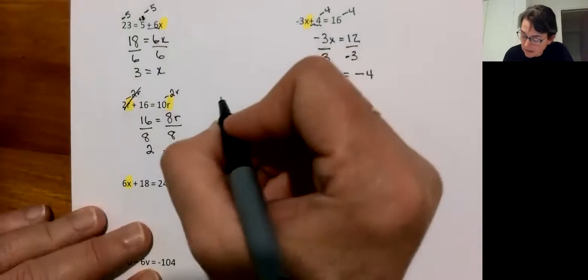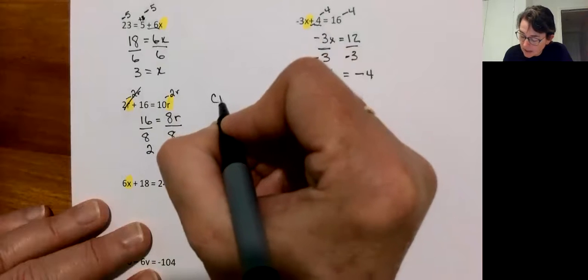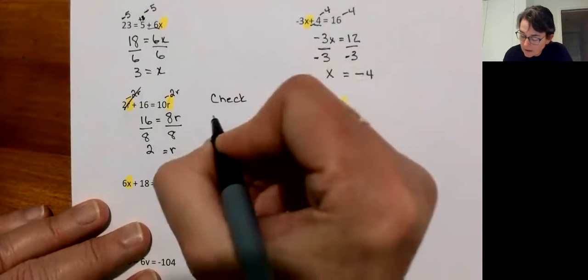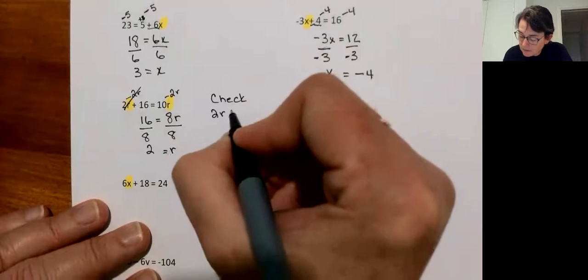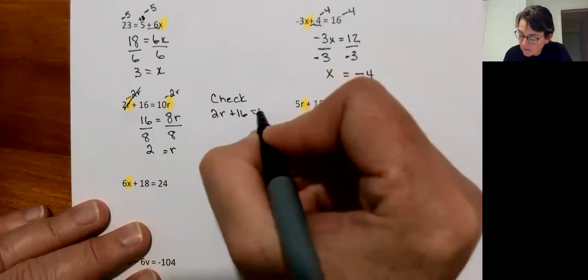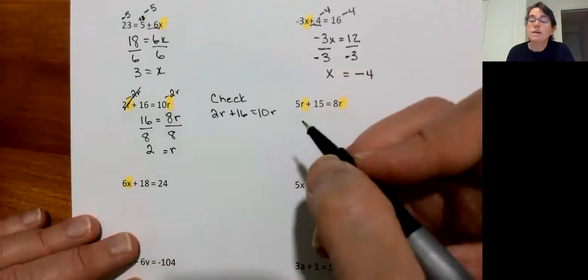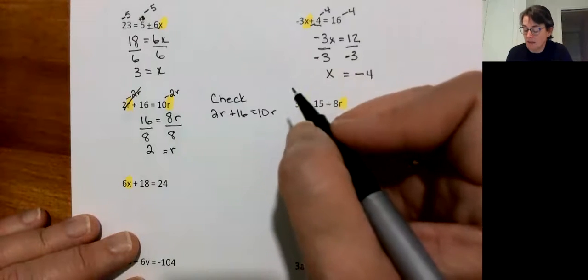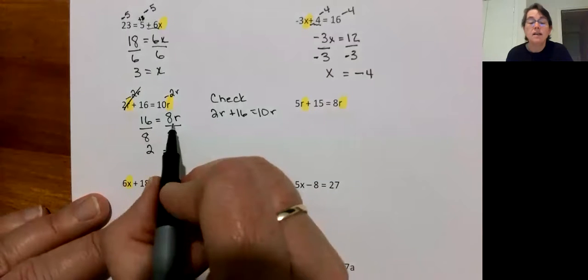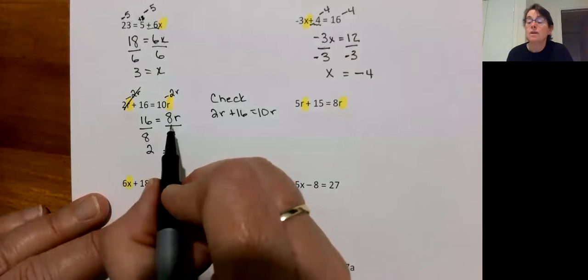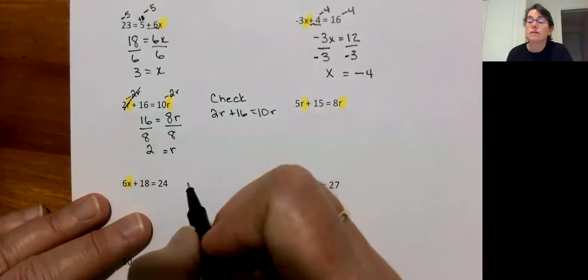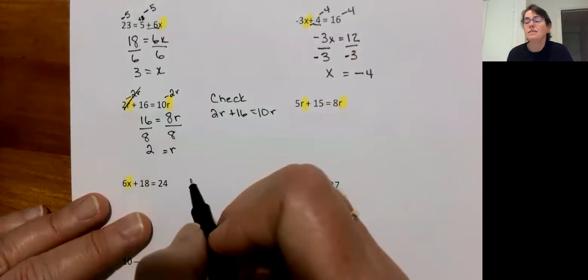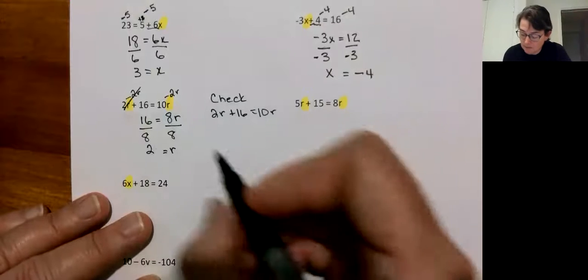Let's just check that one. That's a weird looking equation, so let's check. So 2R plus 16. Always, I can't emphasize enough, start by rewriting the original equation. Because if you start on this line and you screwed up, then your check may work, and then your question's still wrong, and you're going to be mad at your teacher. Don't do that. Just go back to the original one.